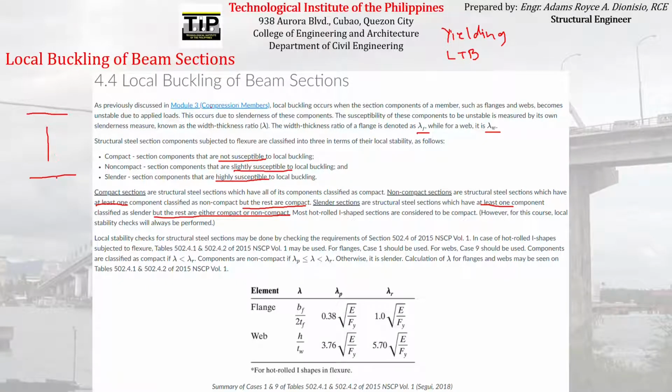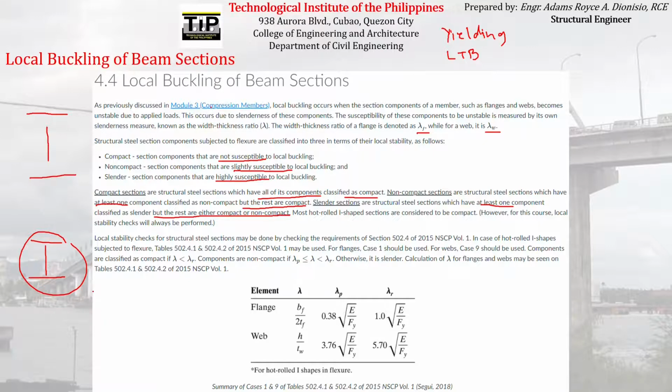Because these three here are just components of the whole section. Pero kung i-classify natin yung buong section as one, we can also call them compact section, non-compact section, or slender section. Okay? So, paano natin masasabi na yung buong section ay compact? We can say that the section is compact if all of its components are classified as compact. Ibig sabihin, compact yung flange or flanges, pati yung web. Okay? Pag non-compact naman, dapat at least one component is classified as non-compact and then the rest are compact.